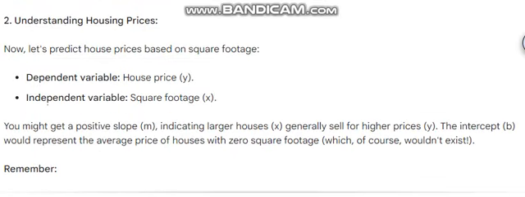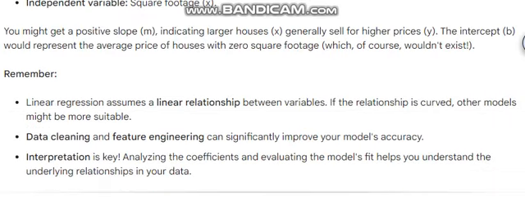2. Understanding housing prices. Now, let's predict house prices based on square footage. Dependent variable, house price, y. Independent variable, square footage, x. You might get a positive slope, m, indicating larger houses, x, generally sell for higher prices, y. The intercept, b, would represent the average price of houses with zero square footage, which, of course, wouldn't exist.